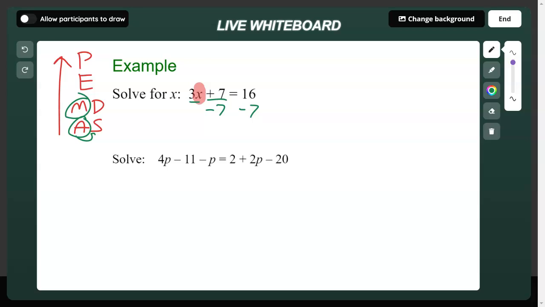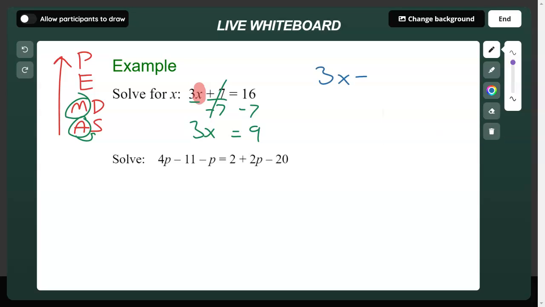So if I have 7 minus 7, what does that give me? 0. So that goes away, because anything plus 0 is still the same. So I have 3x plus 0. I don't need to write that 0, but I want to show you that's what's happening. It's becoming 0, but that plus 0 doesn't change anything. And on the right side, 16 minus 7, 9. So I have 3x equals 9.